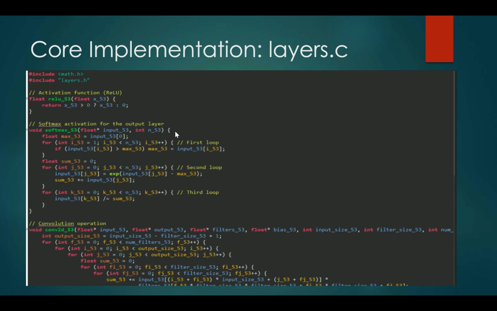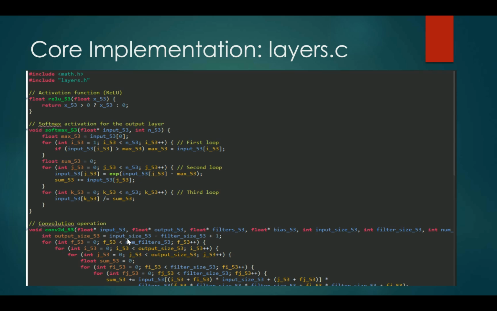Now we'll move forward to the softmax function. The softmax function is applied at the output layer. Its primary role is to transform the raw scores produced by the network into probabilities. This function ensures that these probabilities sum to 1, making it possible to interpret the output as the likelihood of each class. This step is fundamental for classification tasks as it directly determines the predicted digit.